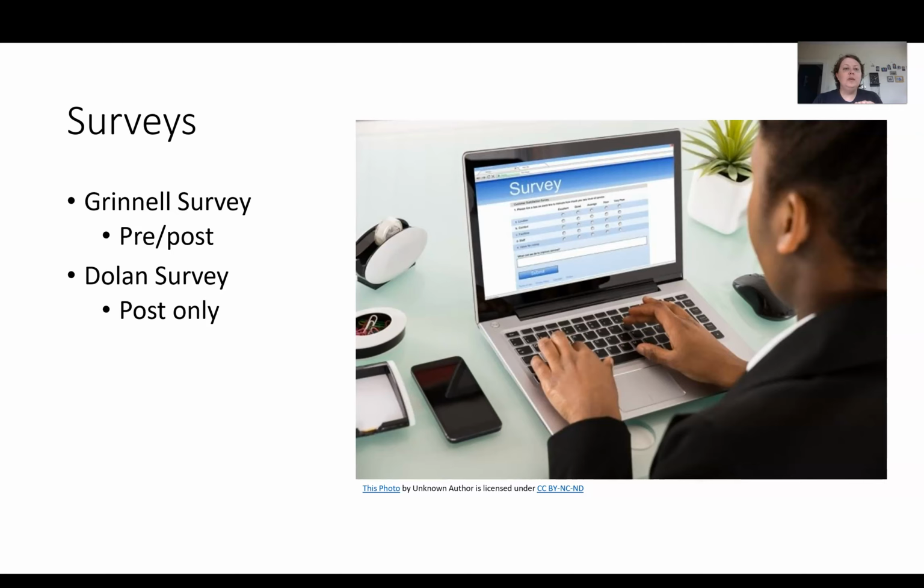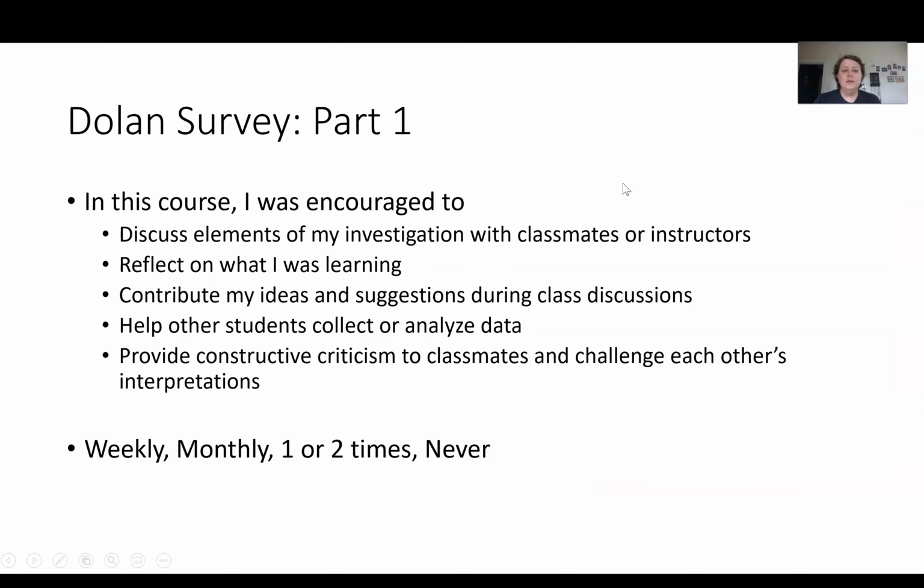And then we have what we call the Dolan Survey because it was created by Aaron Dolan, who, if you don't know, is somebody who does a lot of work with CUREs, developing them, assessing them, all of that. And that is a post only, so only at the end of the semester. So I want to walk through a little of these. So the Dolan Survey, I'm talking about that one first because it's shorter.